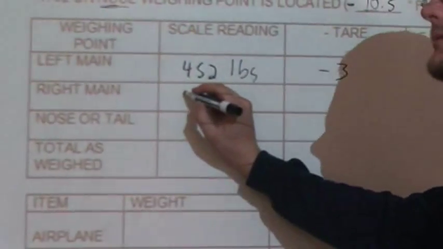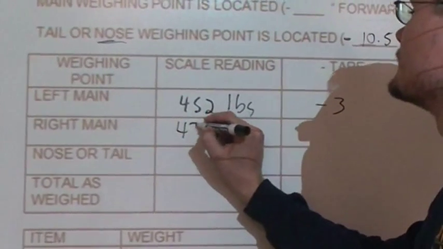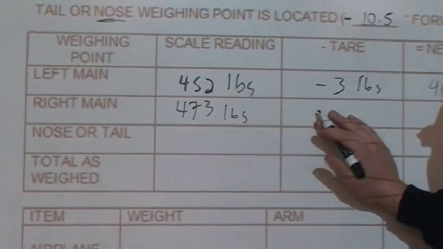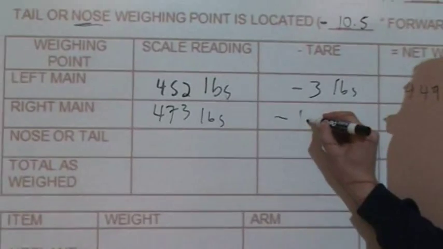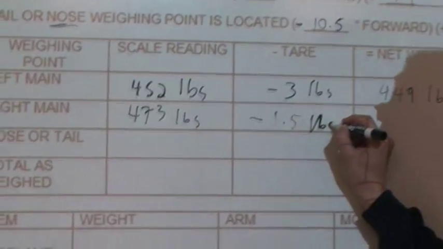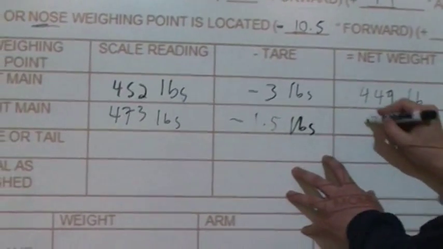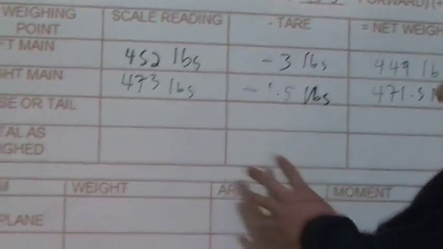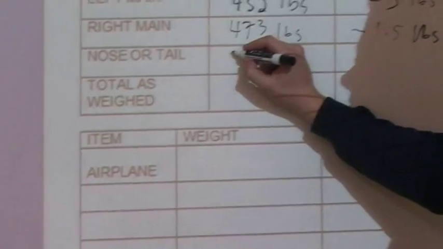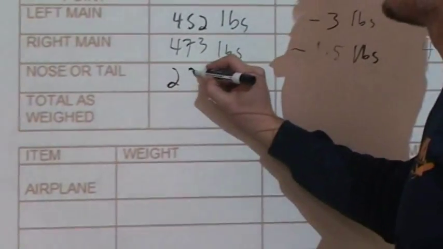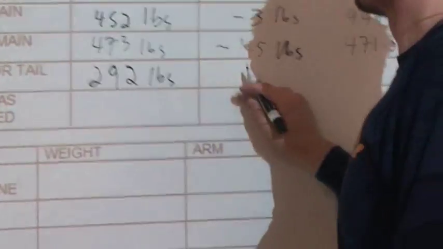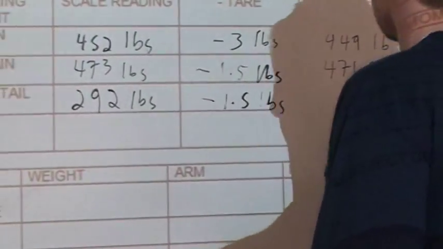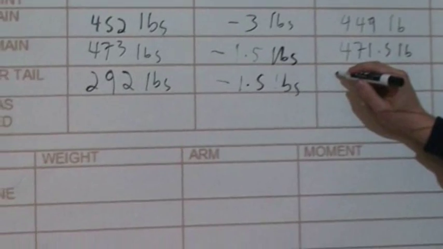Our right main was 473, and our tare was 1.5, and the net weight came to 471.5. And the nose was 292 pounds, with a tare of 1.5, and the net weight was 290.5.